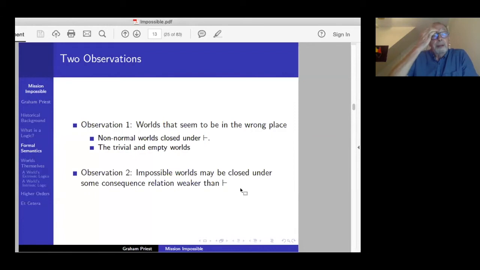Second observation, impossible worlds are not closed under the consequence relation in question, but of course it's entirely possible that they can be closed under a weaker consequence relation. So I already talked about, for example, the impossible worlds of relevant logic, which aren't completely anarchic. They satisfy certain closure conditions. So the fact that I've given you a definition of the impossible world doesn't mean that all impossible worlds are of the same kind. Some can be more anarchic than others. It just depends how many or how powerful constraints there are on those impossible worlds. So impossibility can come by degrees, I guess.